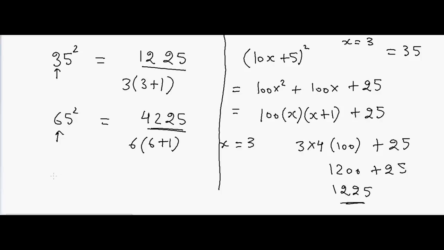Another example: if I have 85 squared and I want to do a square, that will be equal to 25 at the end, and we'll do 8 into 9, that's equal to 72. So the answer is 7225. This is how this trick works.